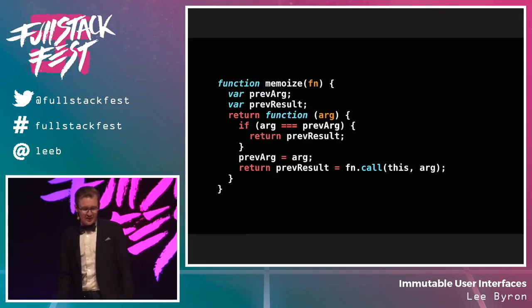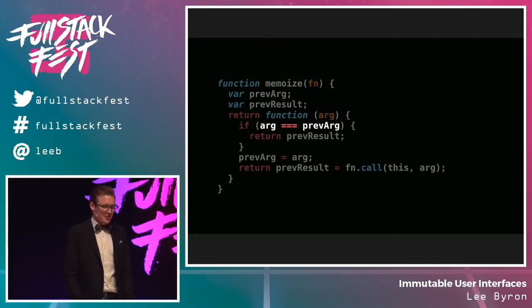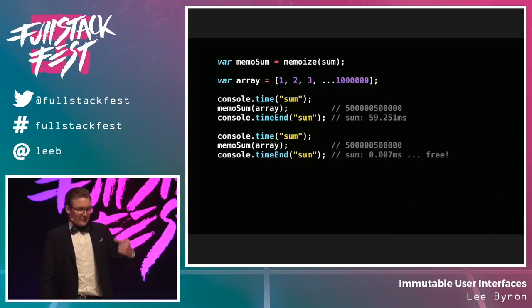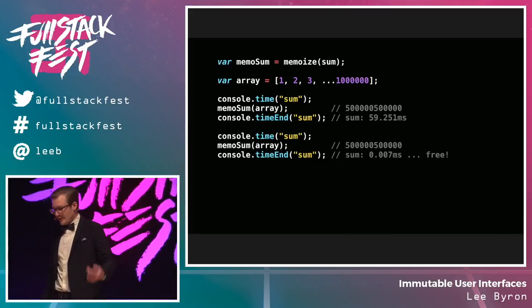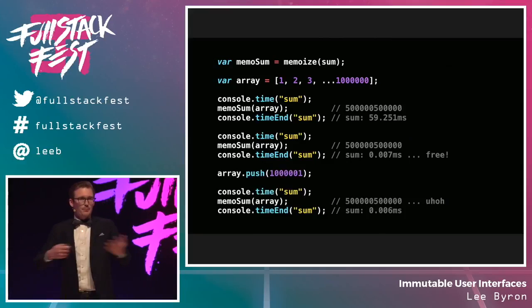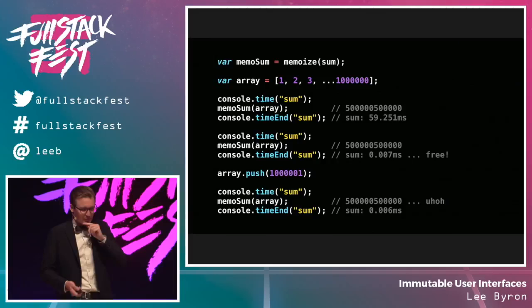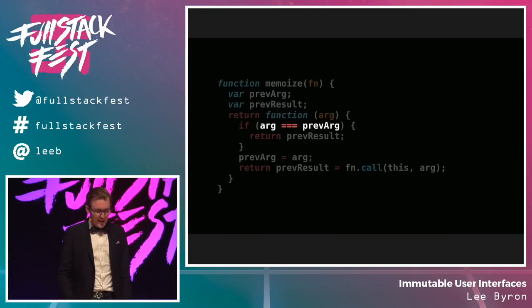So I rewrote the function. And instead of using JSON stringify, I just want to see if these two things are equal. That's all. So I did this. So I ran it. And at first, it looked really good, right? I called it a second time, and it looked like it was basically free. And then I pushed my next number, and I called this again. But this time, it didn't do what I expected. It looks like it memoized, and it didn't return the right answer.